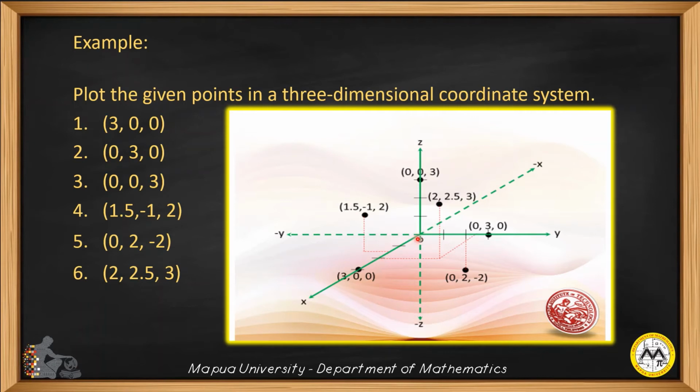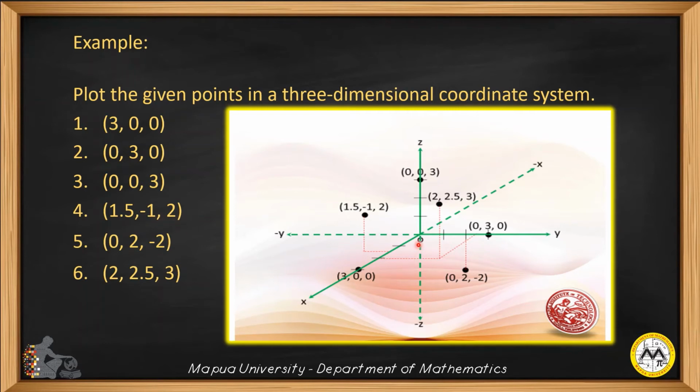But since the y coordinate is 3, then we will be moving 3 units in the positive y direction. So we have 1, 2, 3, and hit this point. And because z is 0, it means the point would be a point that will be lying on the xy plane. Okay. Now, what about if we want to plot the point (1.5, -1, 2)?